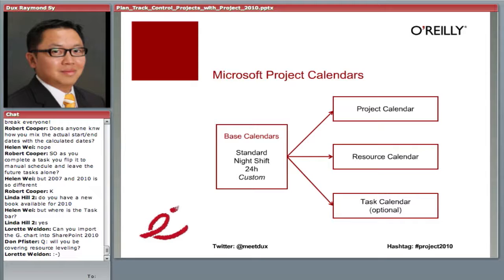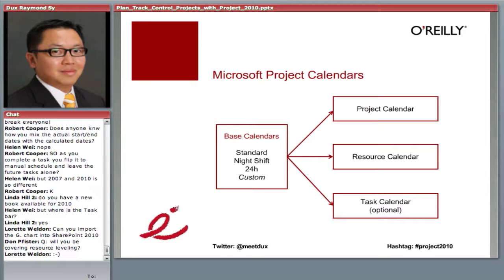Night shift is the opposite. Night shift, I think, starts at 10 in the evening and goes through the next day, 8 hours with an hour break. 24 hours is 24 hours, it's literally 24/7. It's working time. And then you can create your own custom calendar as well. In fact, I could do a whole webcast just on calendars. But here's the important point.